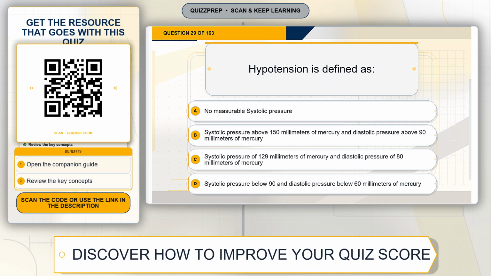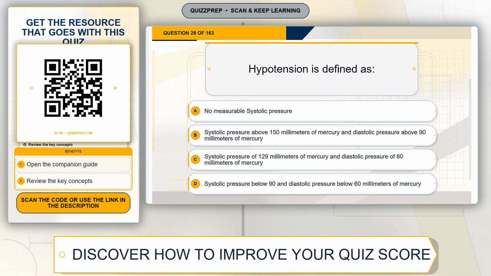Question 29. Hypotension is defined as: Option A, no measurable systolic pressure. Option B, systolic pressure above 150 mm of mercury and diastolic pressure above 90 mm of mercury. Option C, systolic pressure of 129 mm of mercury and diastolic pressure of 80 mm of mercury.